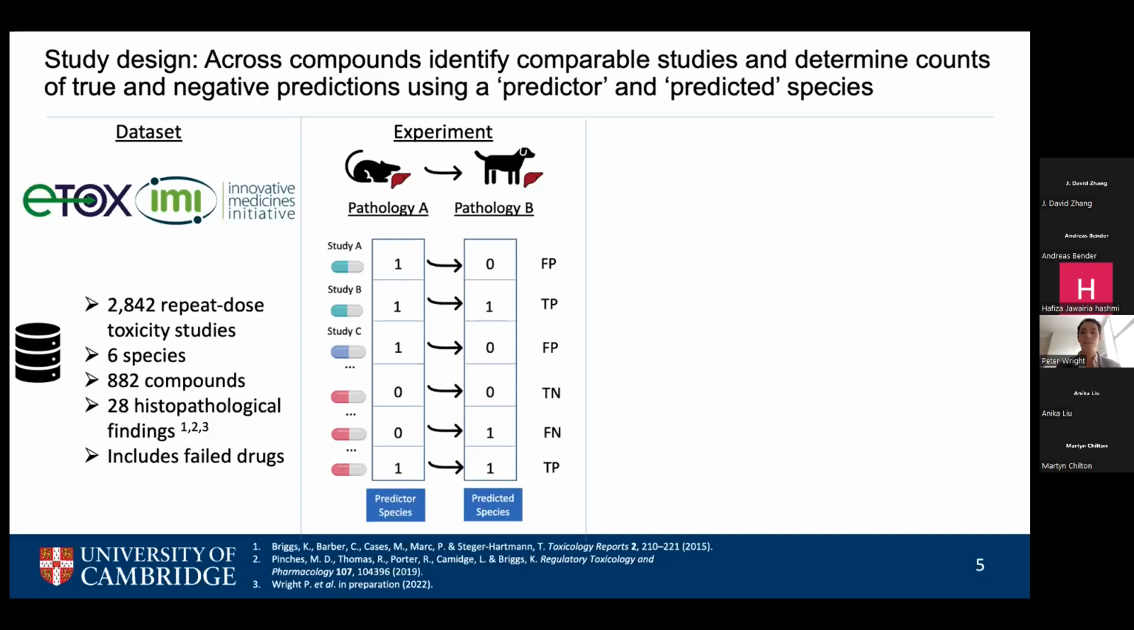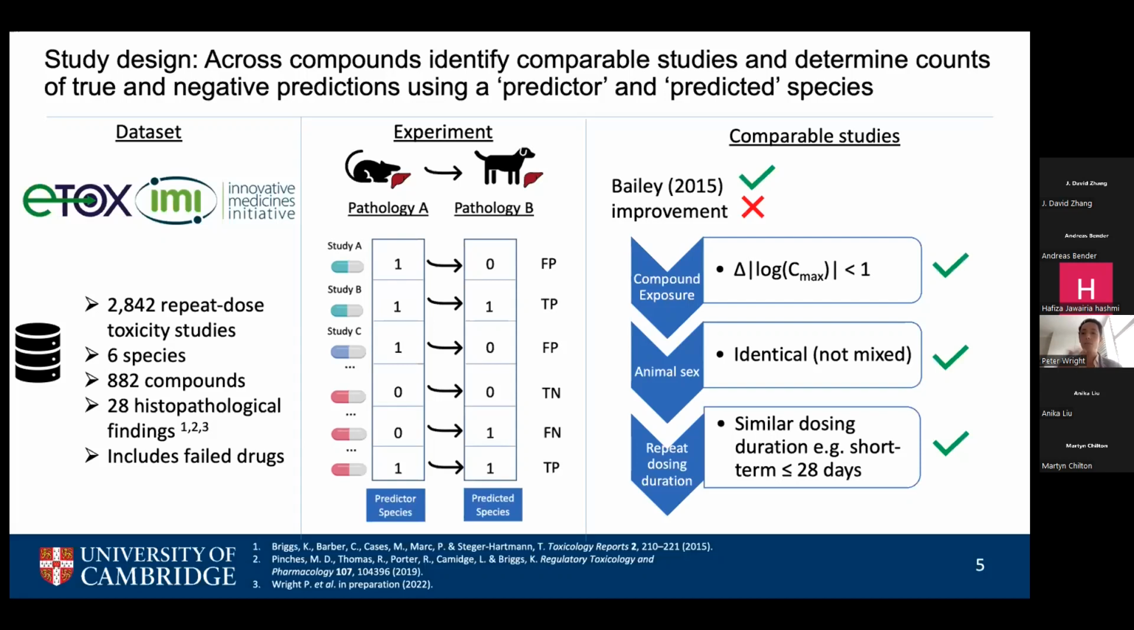Now, in this presentation, I'll only be talking about target organ toxicities, which we defined as: if there was any histopathology deemed treatment-related in that target organ, we define it as target organ toxic. So we abstract from the 28 histological findings to just the target organ toxicity level. I hope that makes sense.